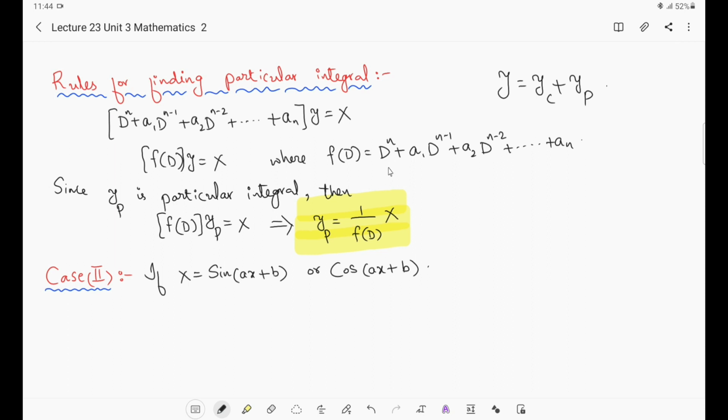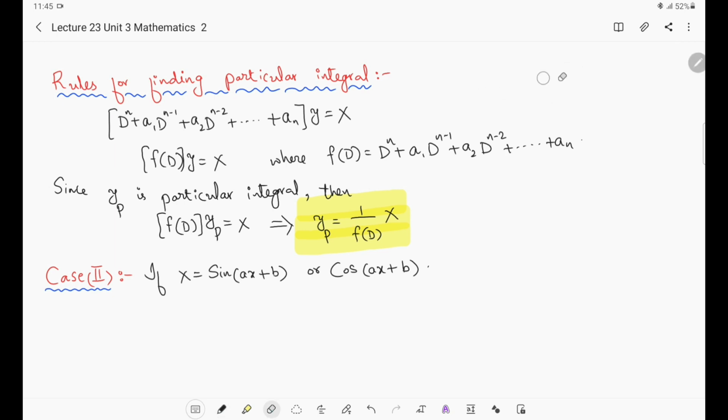In lecture 22, we started rules for finding the particular integral. This topic was started in the previous class, and we considered the first case for finding the particular integral, where the function X was e^(ax). If the function X is of the form e^(ax), then how to find the particular integral, that we have seen in the previous class in lecture 22.